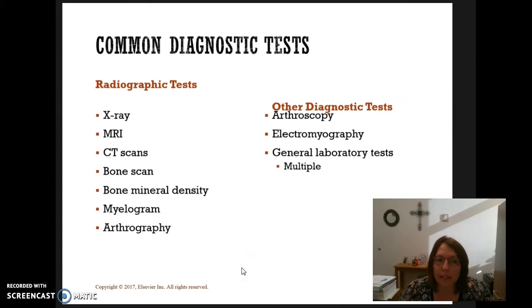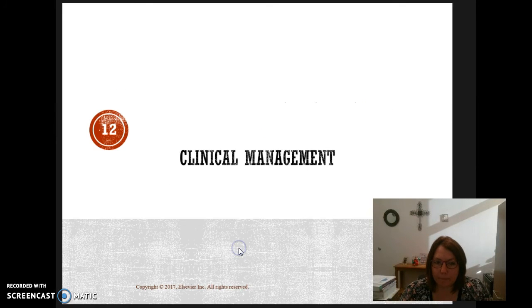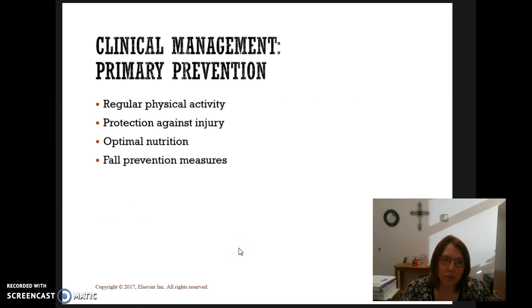There are common diagnostic tests, and again, these are in your book as far as the different types. If I were you, I would just write out X-ray and write what it is for. You don't have to write the whole paragraph, but be familiar with what each one of these types of diagnostic tests is and what it takes a look at. Clinical management of patients with mobility issues. And you're going to see this term used, where we use primary prevention and secondary prevention, all the way throughout the curriculum.